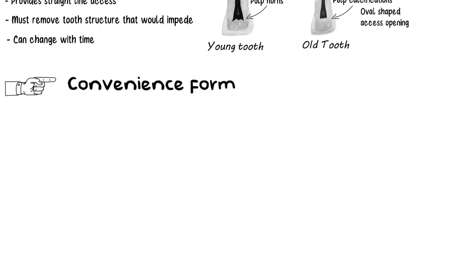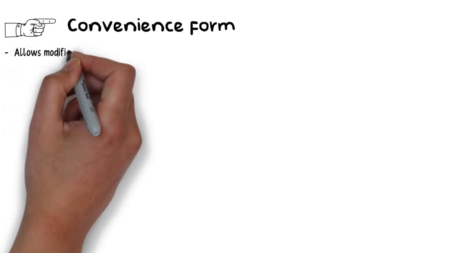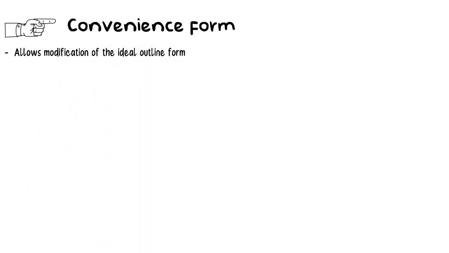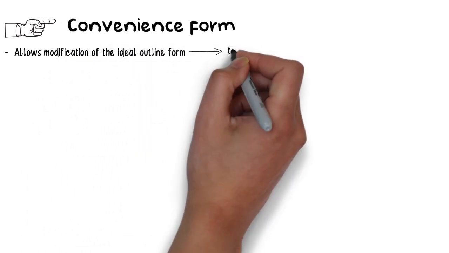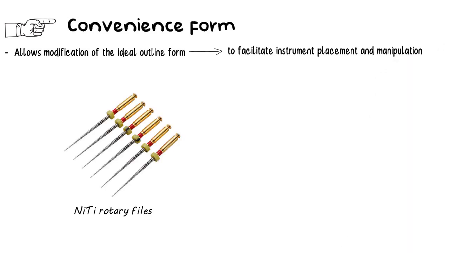So the second general principle is the convenience form, which allows modification of the ideal outline form to facilitate unrestrained instrument placement and manipulation in the canals. For example, the use of a nickel titanium rotary instrument requires a straight line access. In such cases, the outline form can be modified to permit placement and manipulation of the nickel titanium instruments.